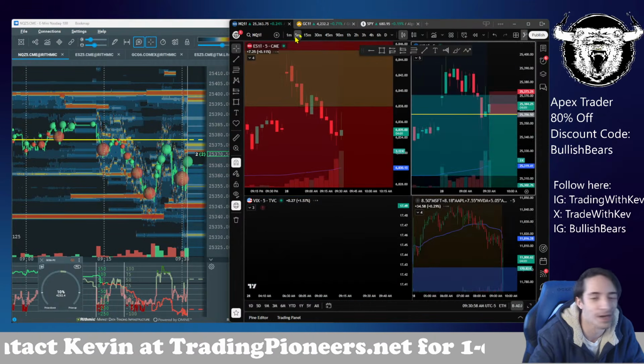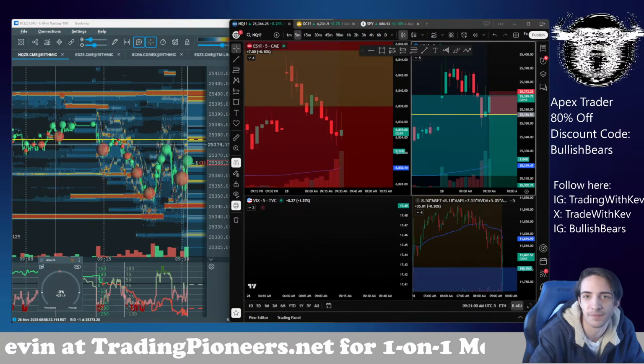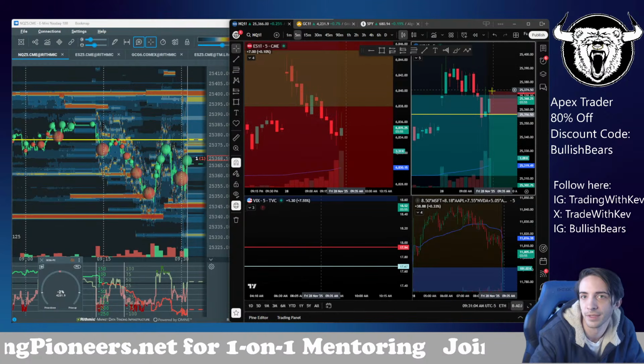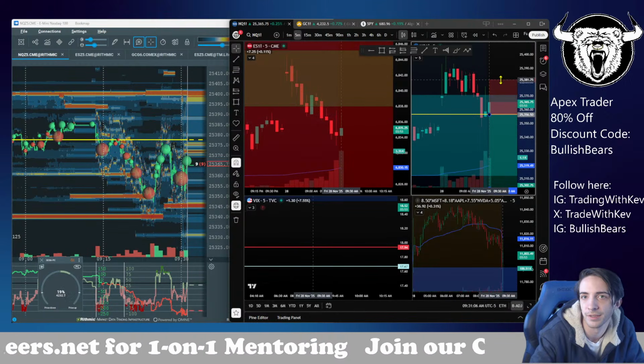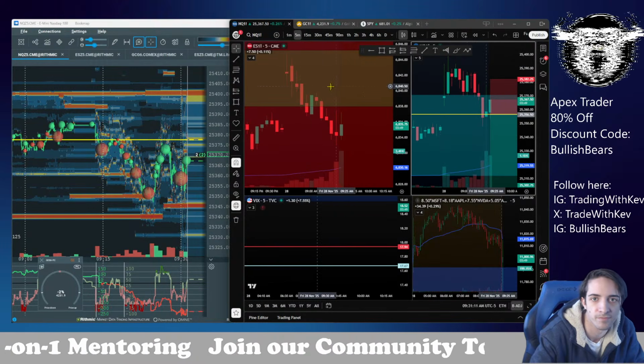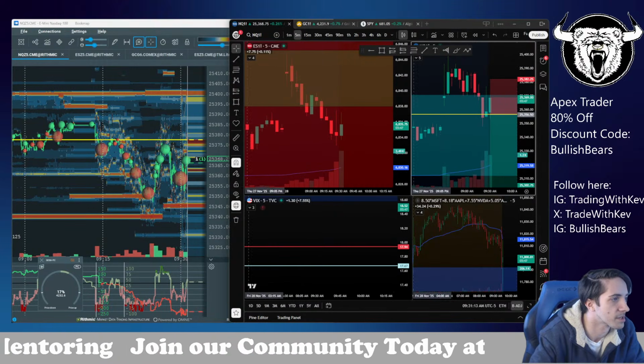I definitely don't want to get stopped out too soon on this. 82 is my stop. 82 is up here. So I've got a wide stop. Weighted index still weak.